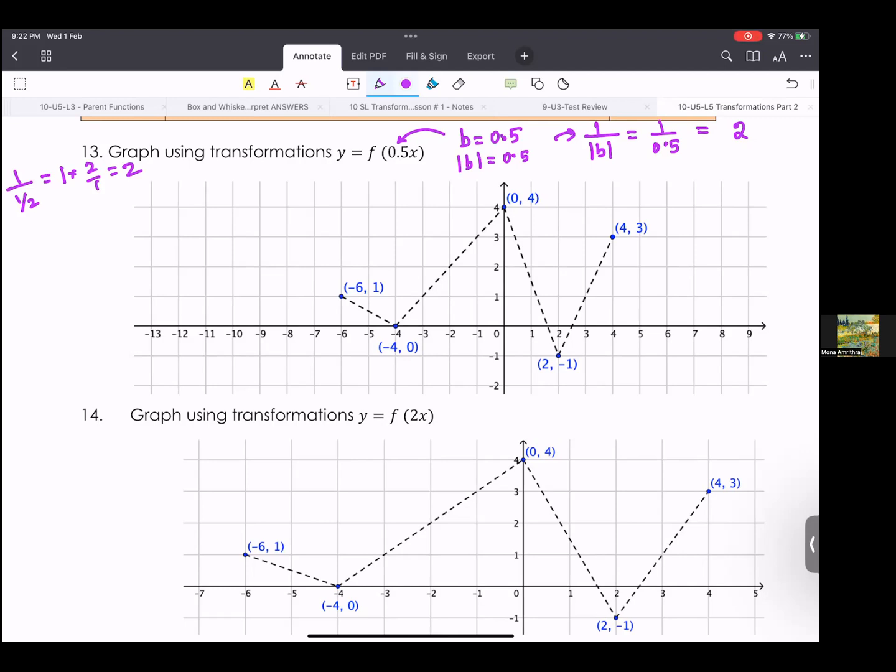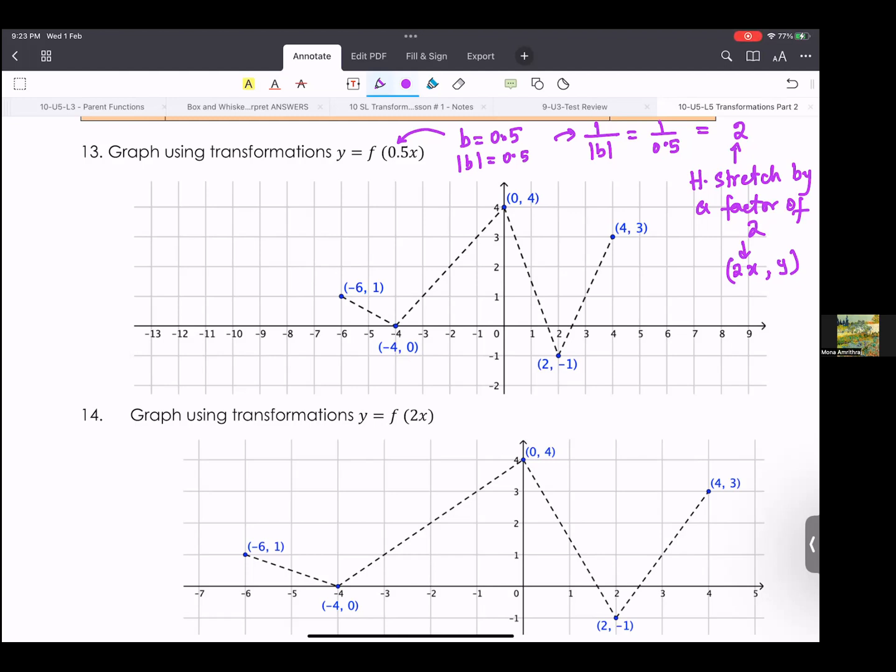So 1 over any number that's between 0 and 1 ends up becoming a number bigger than 1. So 1 over 0.5 is 2. So now what happens, this is a horizontal stretch by a factor of 2. What does that mean? That means every x value gets multiplied by a factor of 2. So 2 multiplied by x, comma y. So all the x values get multiplied by a factor of 2.